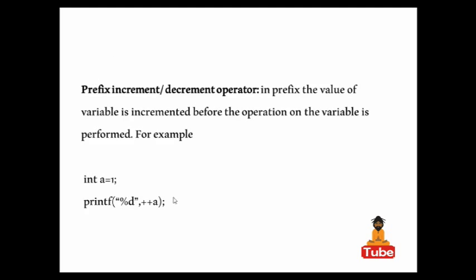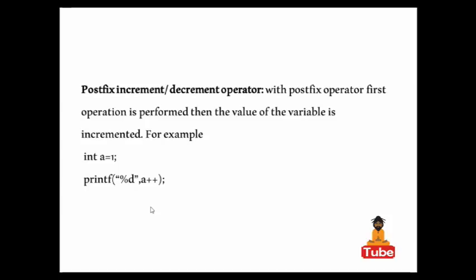Here in this case, I have declared a variable A having the value 1. I am going to print it, and I have applied prefix increment operator. It simply means first the value of the variable will be incremented and it will become 1 plus 1 is equal to 2, and now the value will be printed and the resultant will be 2.